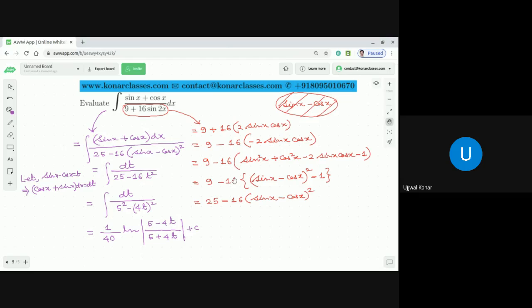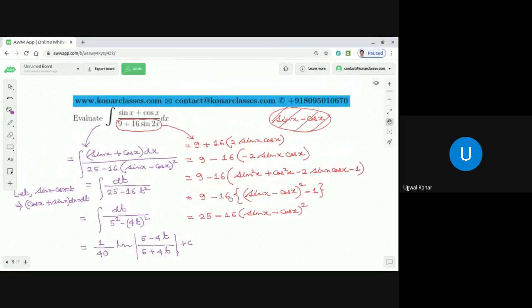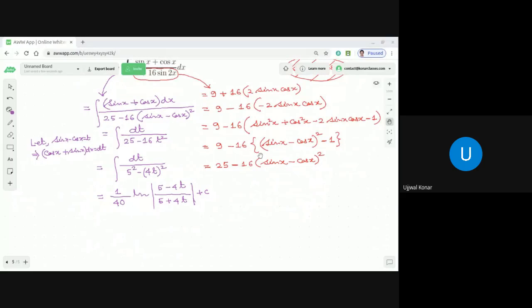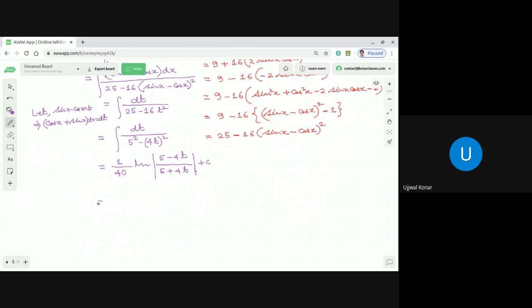From here, we need to revert back the value of t. What is the value of t we took? It is sin x minus cos x. Correct or not? So we are going to revert back. What we finally get is 1 by 40 into ln of 5 minus 4 into sin x minus cos x, divided by 5 plus 4 into sin x minus cos x.